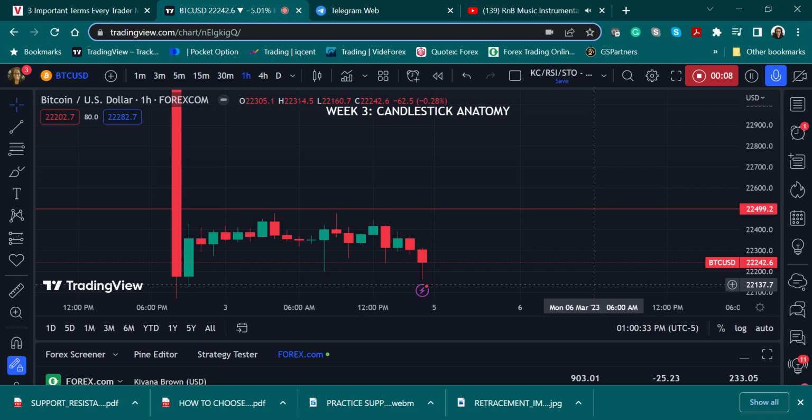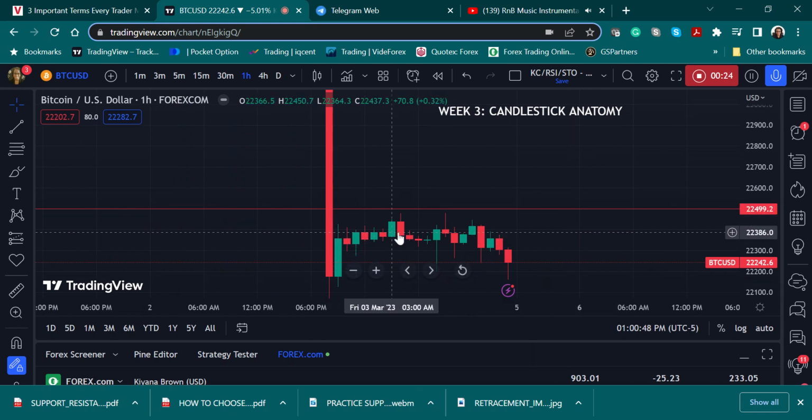So what we're going to be talking about is candlesticks. Candlesticks are a price representation depicted on a chart. And what do I mean by that? These are candlesticks, okay? A red candlestick is what we would call a bearish candlestick, and a green candlestick is what we would call a bullish candlestick. So let's then talk about the anatomy of a bearish candlestick.